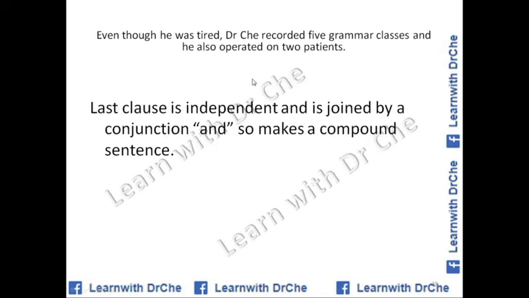So at the second part, and he also operated on 2 patients, as I have already told you, the last clause is independent and it is joined by a conjunction, and. So this is one of the fanboys. When you use this, it makes a sentence compound. So there is a compound and a complex sentence. When these are together in a sentence, this is a compound complex sentence. Don't worry about the term. You just need to remember how we can use different types of sentences. You don't need to memorize the names of sentences.